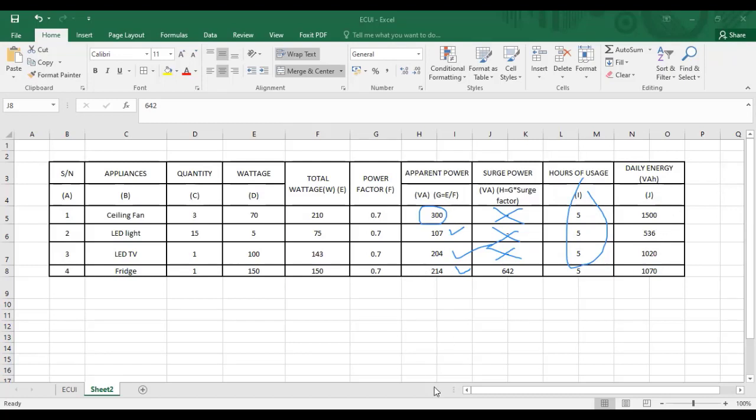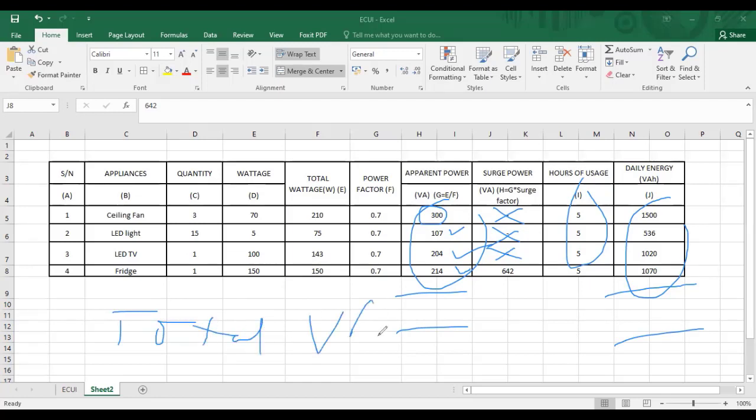So if you add up all the VA we have here, can somebody add it up? And the daily energy also, I want somebody to add this up for us. I want to be sure that you are seeing the screen and you are following me. So what is the total VA we have now? And what is the total daily energy that we have now? Are we together?